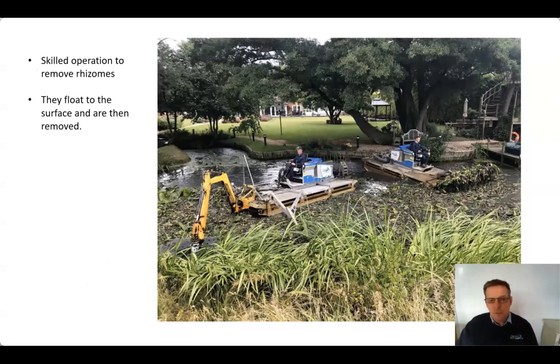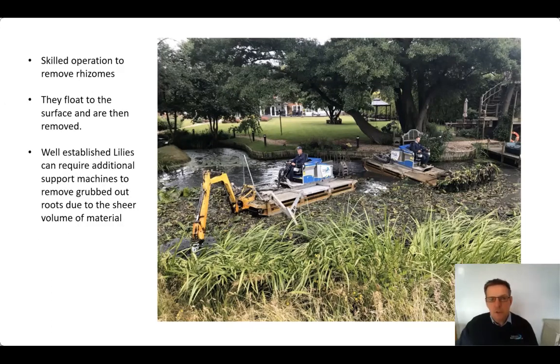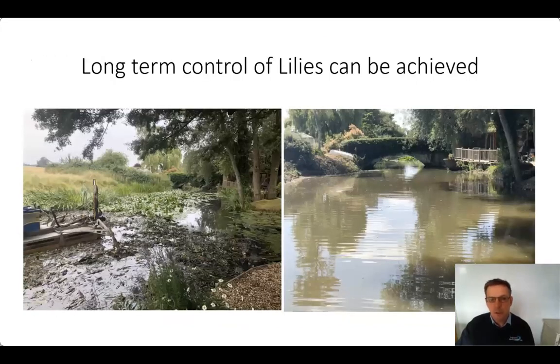Due to the sheer volume of material, additional machines are often required to remove the vegetation out of the water. Obviously, the first year is going to be the biggest part of the operation, with the following years taking much less time as the biggest bulk of the material has already been removed. But long-term control of lilies can be achieved.